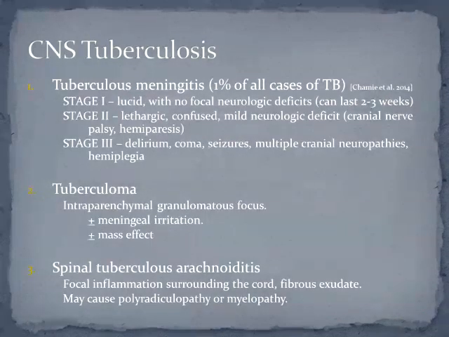Stage two is when they begin to develop lethargy, confusion, mild neurologic deficits. And then stage three, which is essentially where he was when I first assessed him, there is delirium, coma, seizures, hemiplegia, so significant neurologic deficits. Occasionally, it can also present as a tuberculoma, so a focus of infection. Or it can present as an arachnoiditis affecting the spinal nerves. And that can cause a polyradiculopathy or a myelopathy.